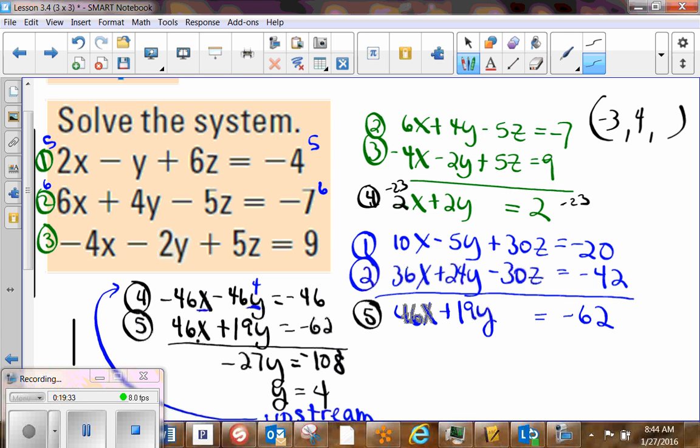So now I'm going to take those two, my x and my y. I'm going to go back upstream again.